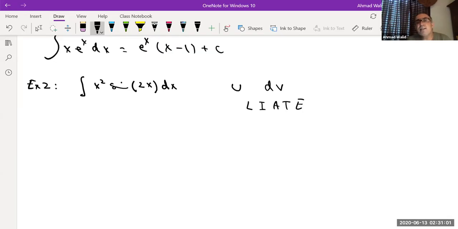X squared is algebraic. Sine 2x is trigonometry, correct? Which one comes first, A or T? A comes first. Then select u, your u will be x squared. What is dv? dv is the rest, sine 2x dx.